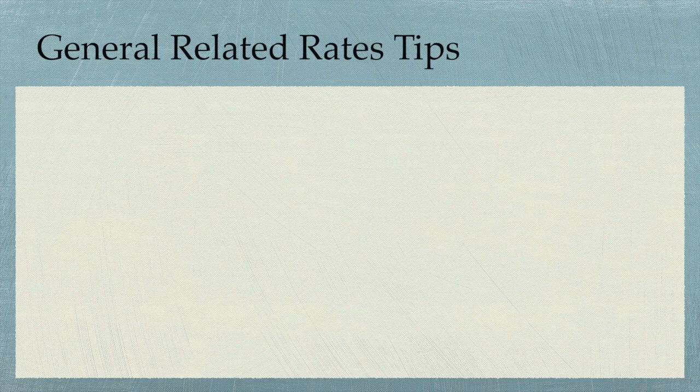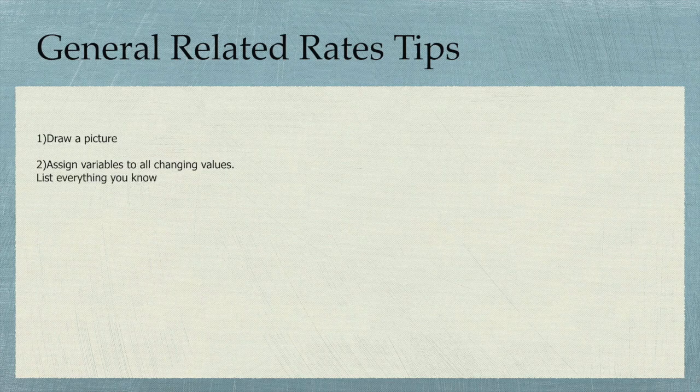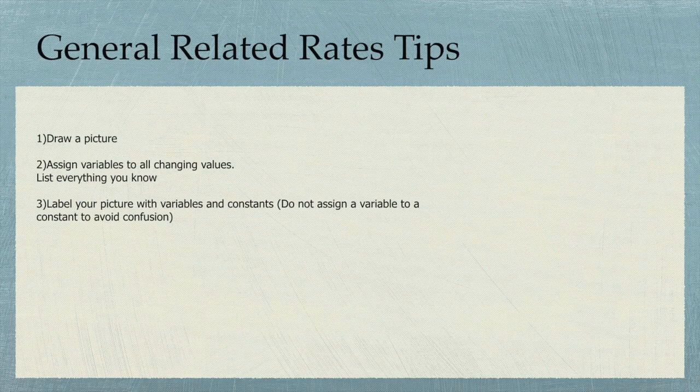General related rates tips. Draw a picture. Assign variables to all changing values. List everything you know. Label your picture with variables and constants. Do not assign a variable to a constant to avoid confusion.